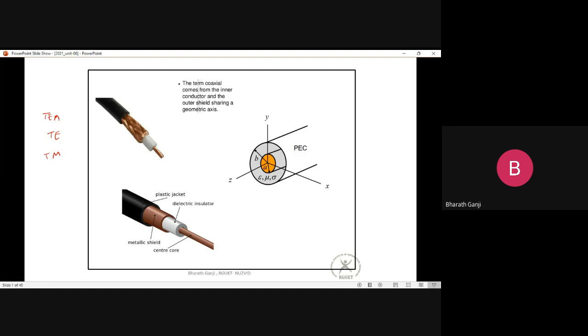To understand which one is more appropriate, obviously you need to understand what are the various properties of these guiding structures, right?